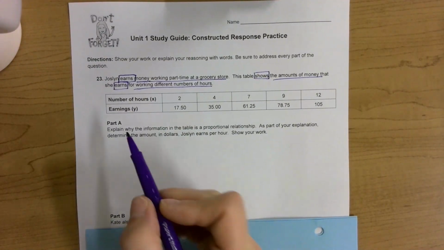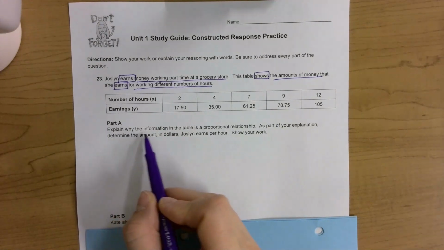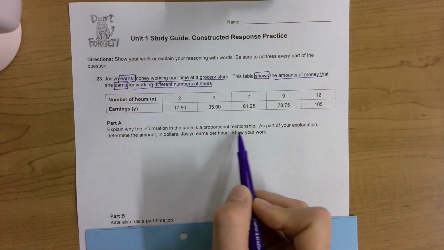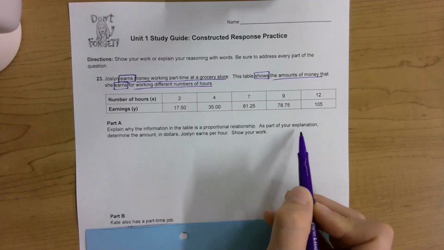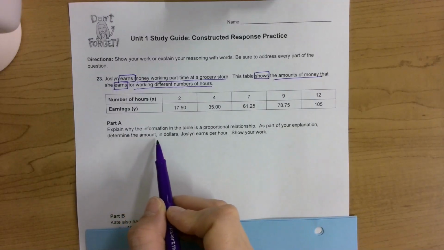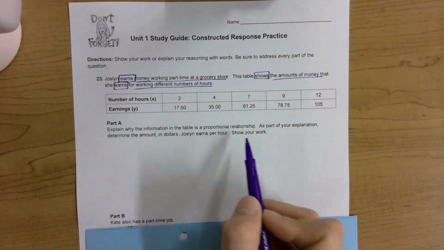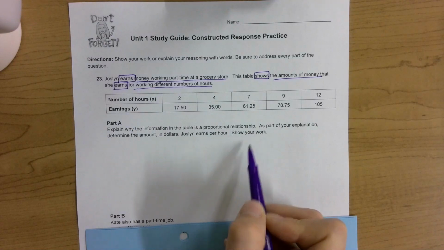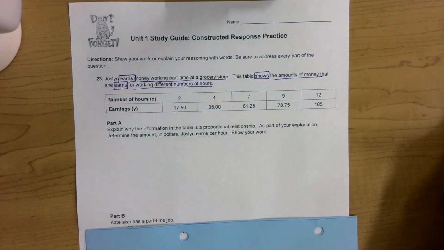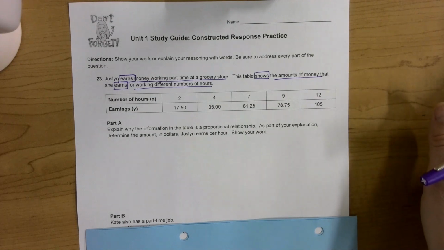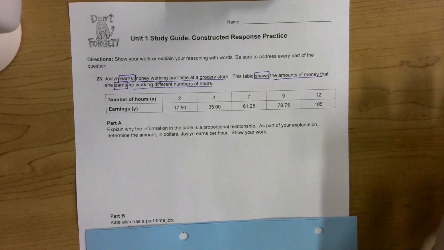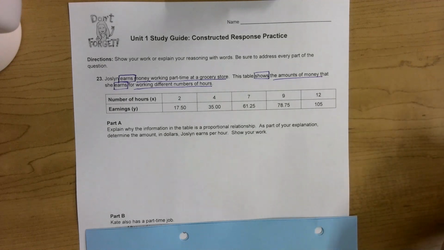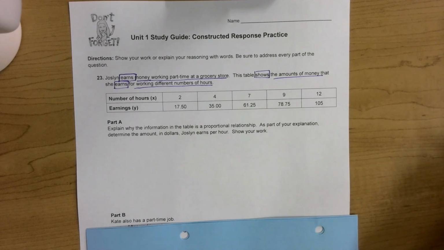All right, then part A: explain why the information in the table is a proportional relationship. As part of your explanation, determine the amount in dollars Jocelyn earns per hour. Show your work. So there's usually always multiple components to each prompt given or each part. So let's go through and put a box around those action words and underline what it's telling us to do, since we need to underline the question in cubes.